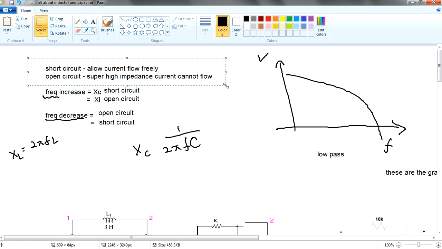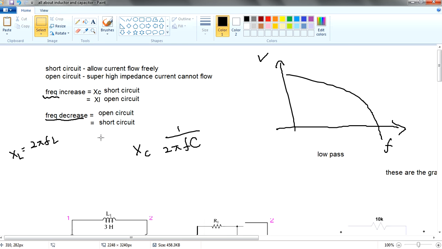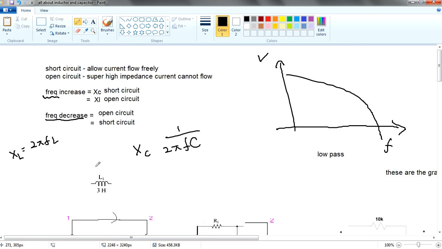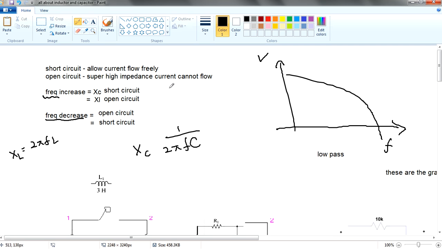So the first thing we need to know is actually short circuit. A short circuit allows current to flow freely, meaning if you imagine it's a short circuit, then this over here is just a simple wire allowing current to flow through freely. If it's an open circuit, this is the difference. It's open, so there's nothing to flow through, so nothing flows. These are the two key things you need to understand first.